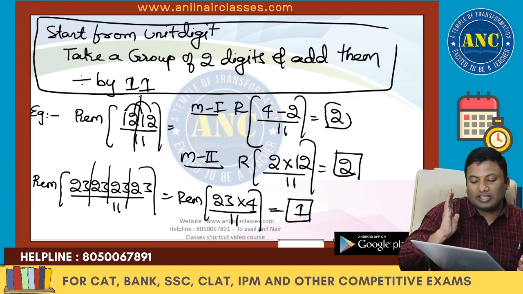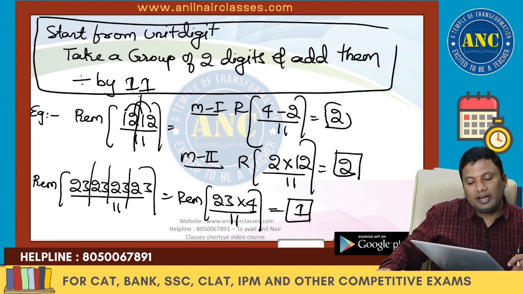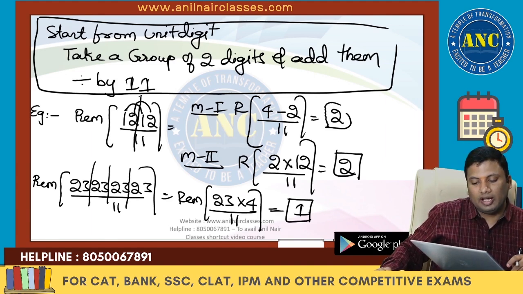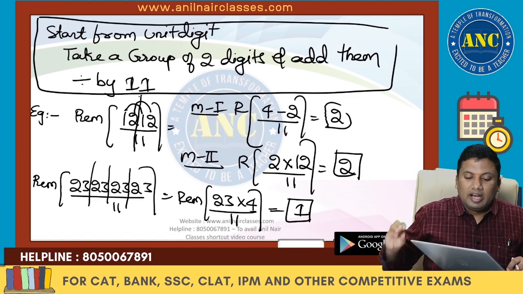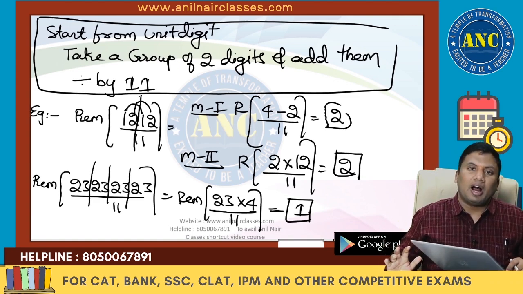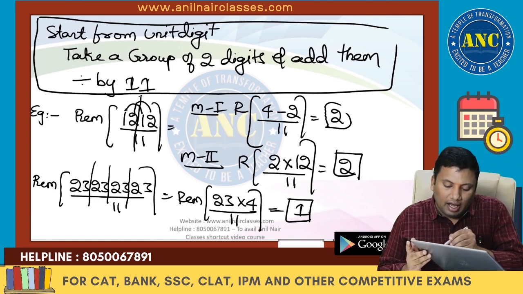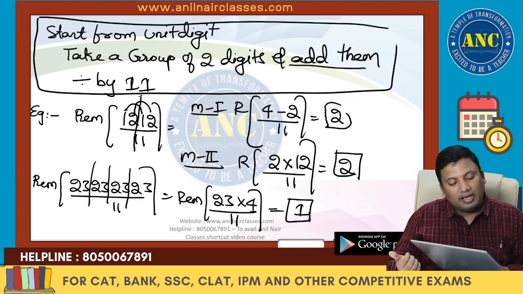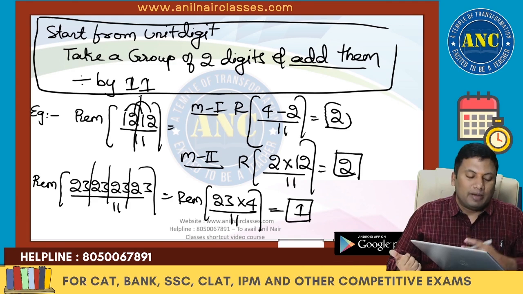I hope the second concept of the divisibility rule for 11 is also clear. Start from the unit digit, take a group of 2 digits, and alternately add them. This is the divisibility rule for 11 for method number 2.